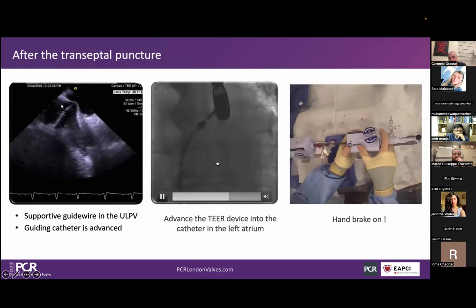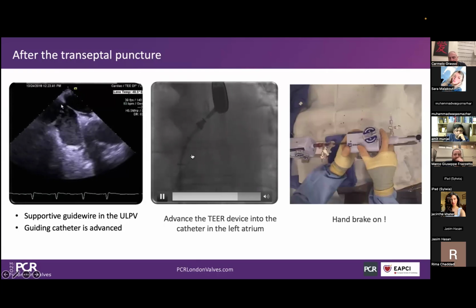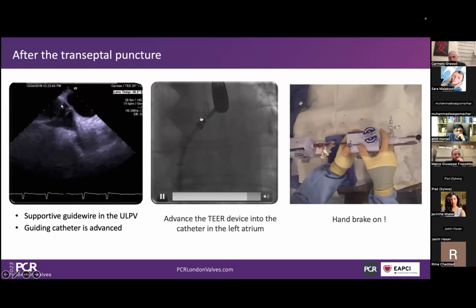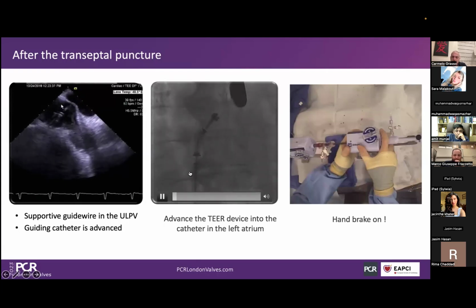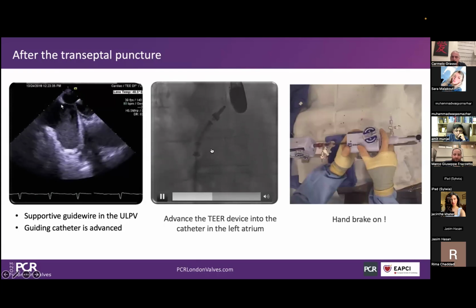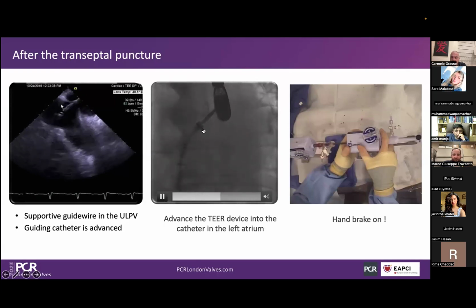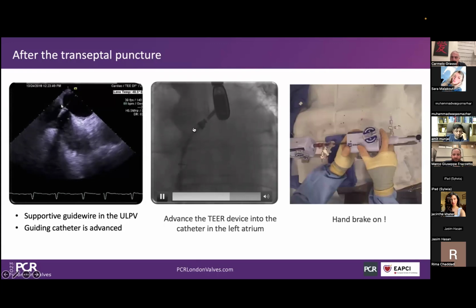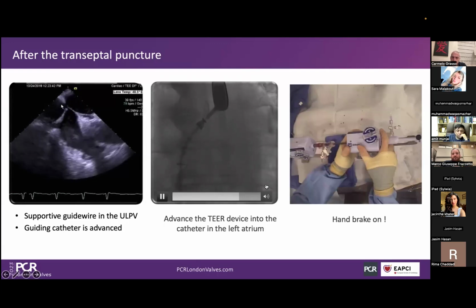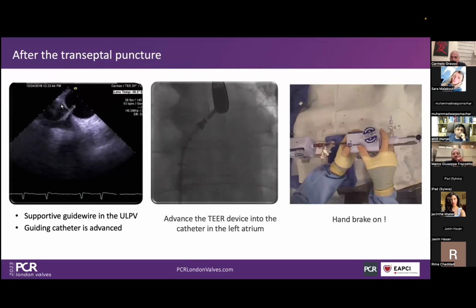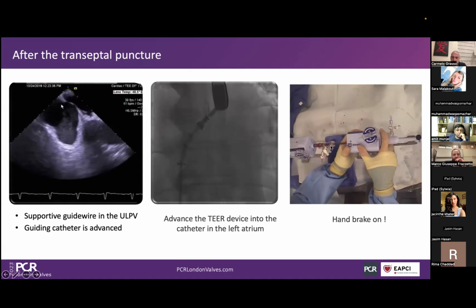Then you advance, in this case, the MitraClip in the left atrium, and you have to do what we call the straddling. So we have to put these two small markers and push it to reach the end of the catheter. Here you can see the tip. This will give us the proper movement of the device when you have to steer towards the mitral valve.